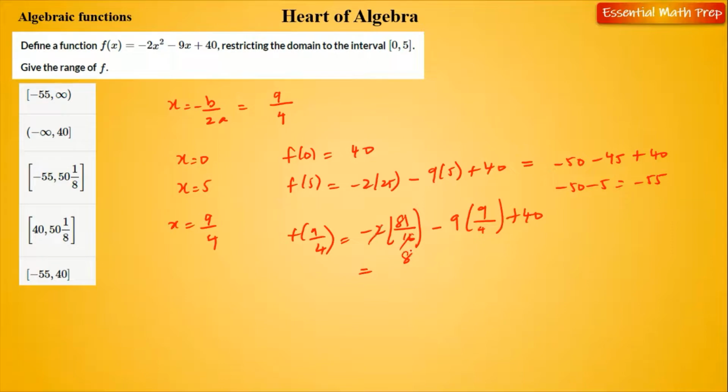So 81 over 8 is roughly 10. This would be 81 over 4, which is roughly 20. I'm just approximating it so I can save time. So it's plus 10. So we know our minimum is negative 55, maximum is 40. So it's negative 55 to 40. And that's the correct answer.